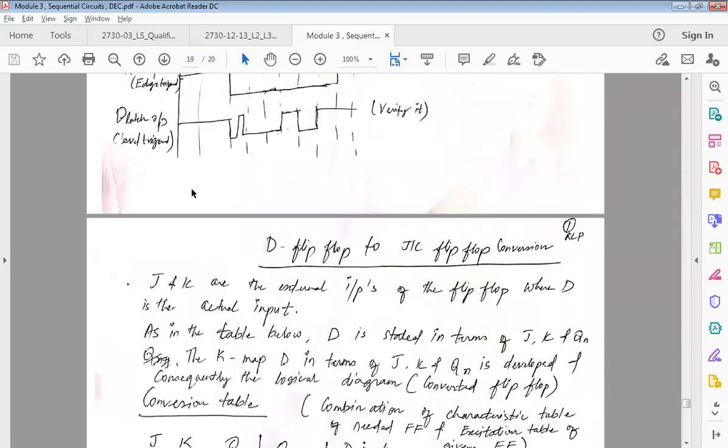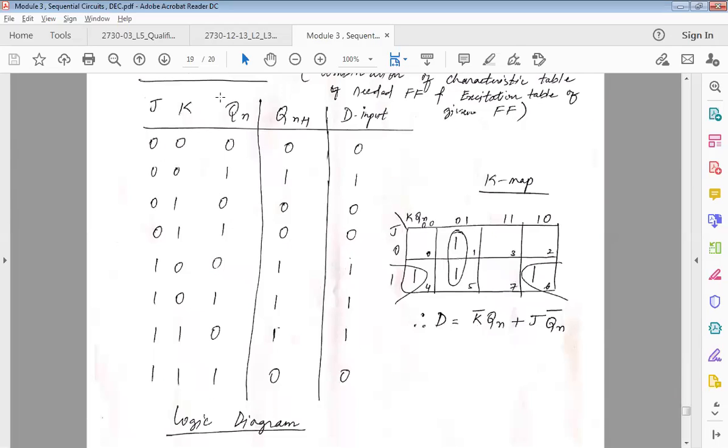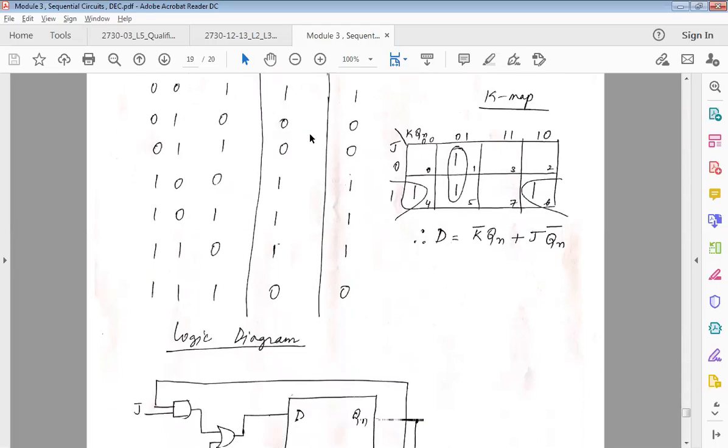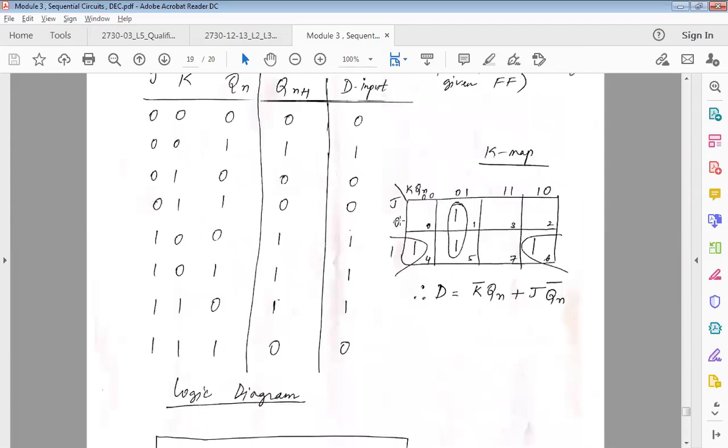And for flip-flop conversion from one flip-flop to another, if I have a D input and I want to actually use a JK flip-flop, then how do I convert? So this is nothing but your Qn+1. Qn is your output and Qn+1 is the next state. So this is your characteristic equation. We will learn all of these.